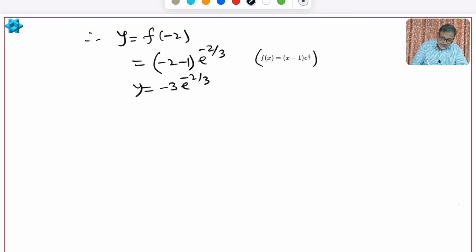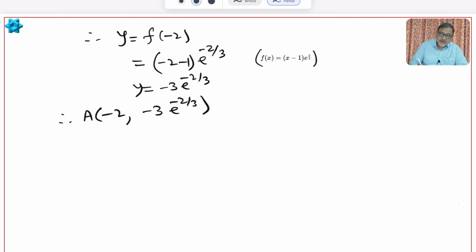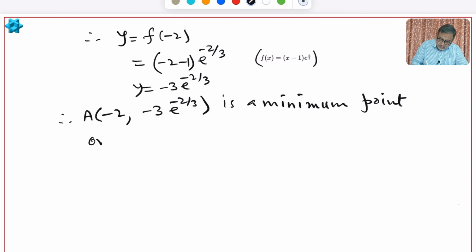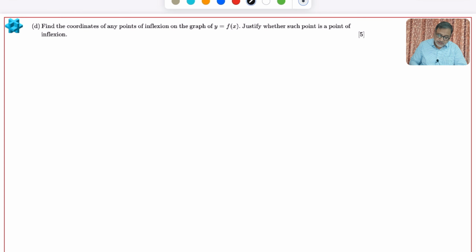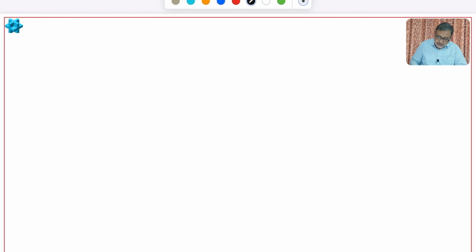So therefore negative 2, negative 3 e raised to minus 2 by 3 is a minimum point on y is equal to f of x, right? Yeah, this is a minimum point, right? So next part, D part, I think, did I copy it here? Oh, D part is here. Okay. So this page is not required.